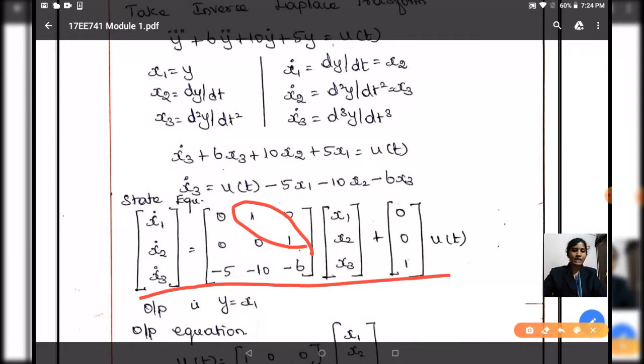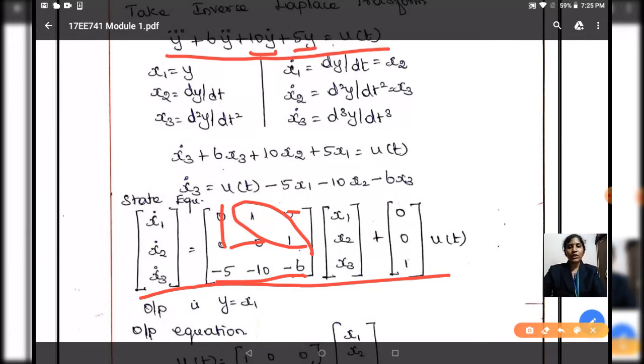that is, the row parallel to the main principal diagonal contains all elements as 1. All other elements except the last row, so except this last row, all other elements are equal to 0. Whereas the last row consists of the negative coefficient of your differential equation. So what is your differential equation here? d cube y by dt cube plus 6 d square y by dt square plus 10 dy by dt plus 5y. So the last row will contain the negative coefficient of your differential equation.